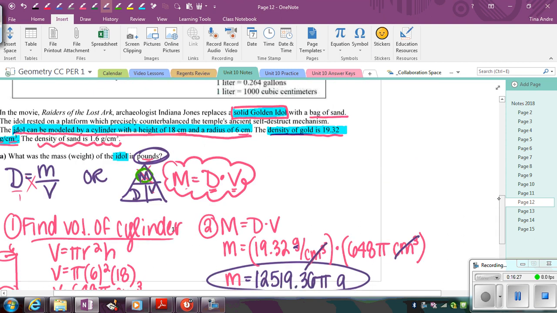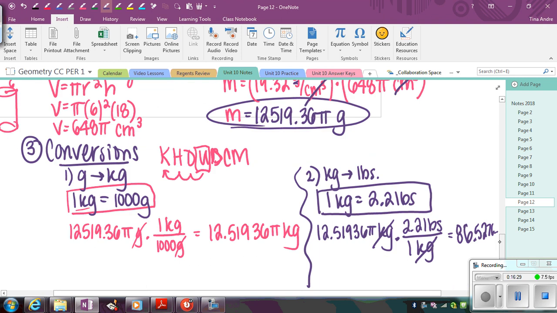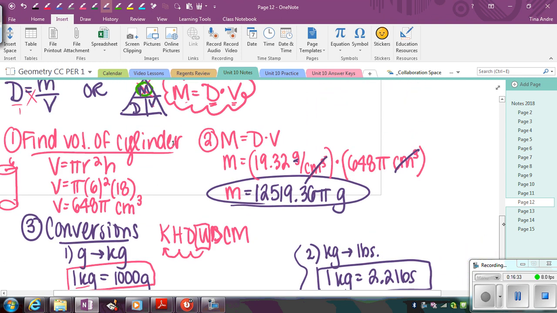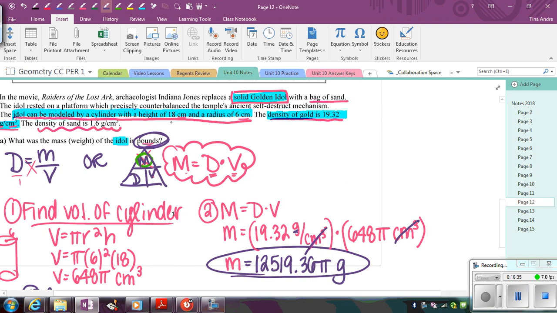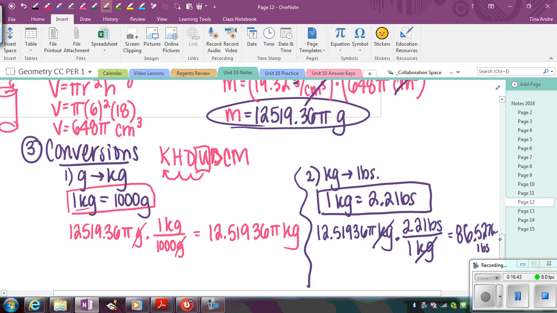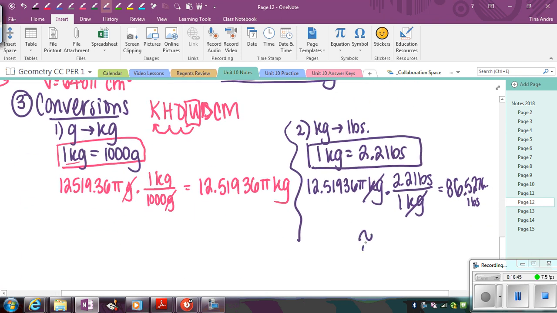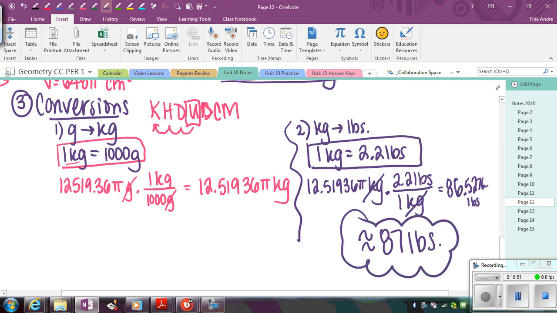86.5276, and so on. That's in pounds, so the question doesn't tell us how to round, but I'm going to go ahead and say to the nearest pound, just for the sake of this problem. It should say, and it doesn't. So I'm going to say approximately 87 pounds is the weight of that gold. So there's the very first part of this.